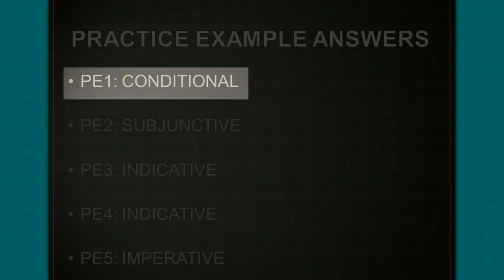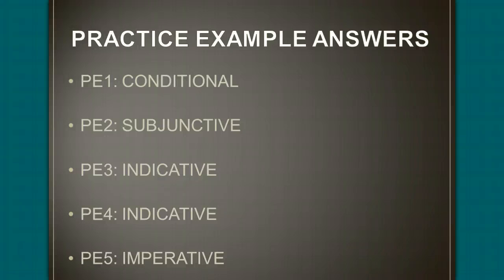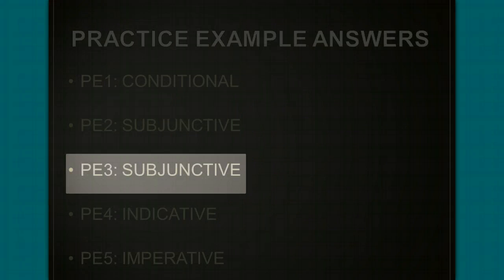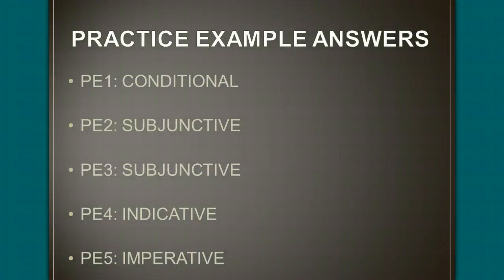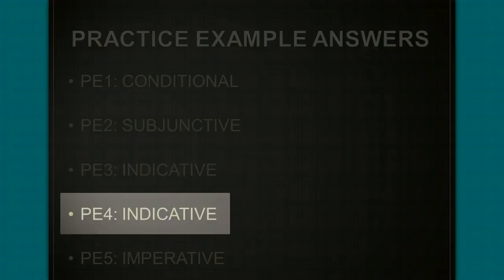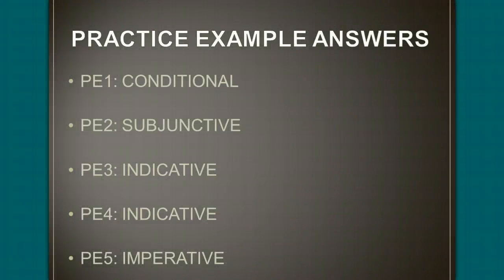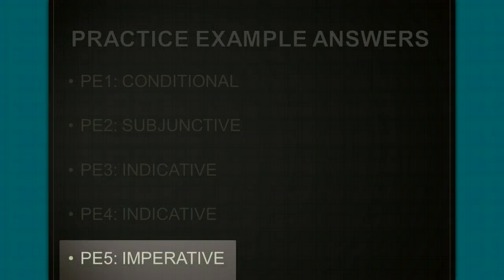Number 1 uses a conditional verb mood. Number 2 is subjunctive. Number 3 is subjunctive. Number 4 is also indicative. And number 5 is imperative.